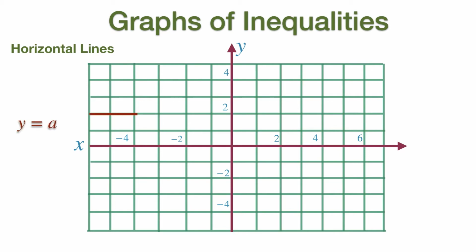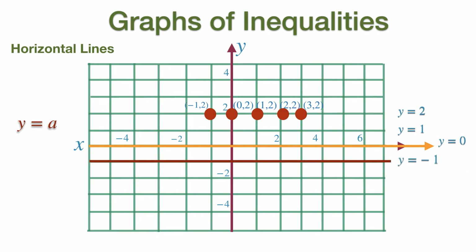All horizontal lines have the equation of the form y equals a, where a is some constant. For example, the equation of this line is y equals 2. The y coordinate of every point on the line is always 2, as the x coordinate varies. When the horizontal line passes through 1 on the y-axis, the equation of the line is y equals 1. When it passes through the x-axis, the equation of the line is y equals 0, and so on.